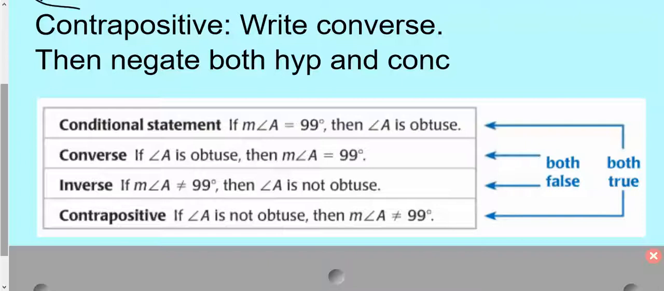If the measure of angle A does not equal 99 degrees, then A is not obtuse, also false. And then the contrapositive is a combination of these two here. So we're going to switch it around and negate them. So if angle A is not obtuse, then the measure of angle A cannot be 99 degrees. That is a true statement.